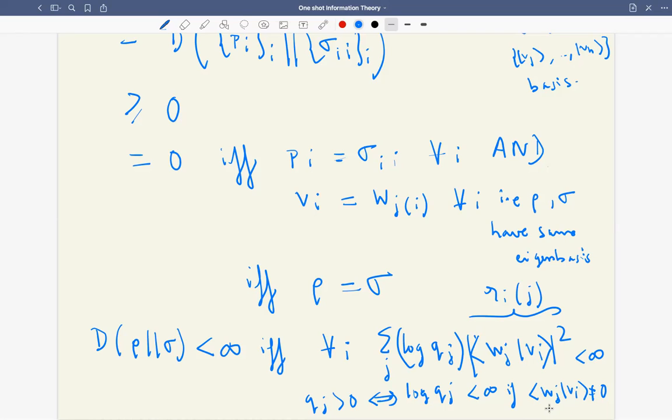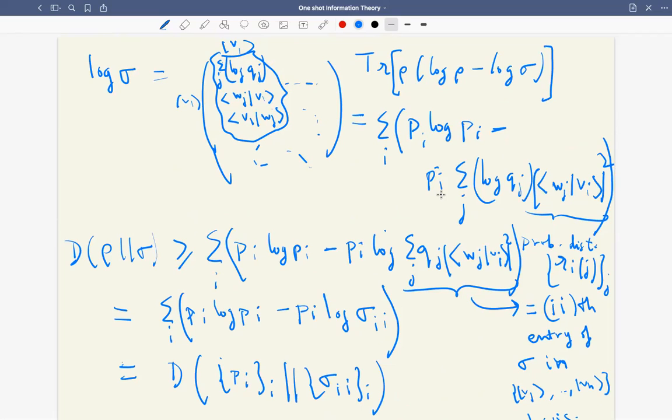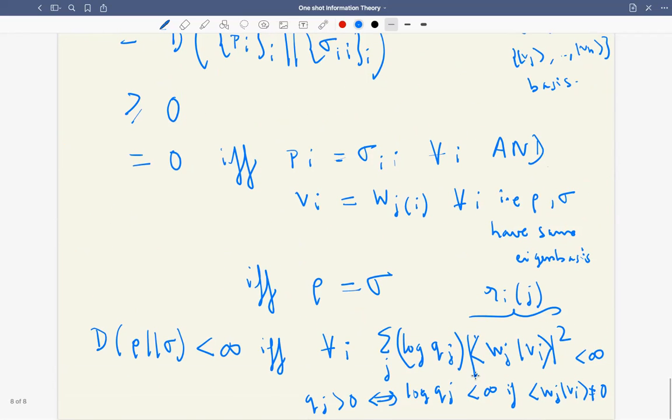Remember, this whole thing is multiplied by pi also. Of course, if pi is zero for some i, this quantity is taken to be zero, so we don't bother about that. Basically, I'm only looking at those i's such that pi is greater than zero, so I'm only looking at the support of rho. This quantity is saying: look at those eigenvectors Wj which have a non-zero overlap with the support of rho. The Vi's that come into question here are only the Vi's in the support of rho. The support of rho is a subspace after all, so look at only those Wj's that have a non-zero projection onto the support of rho.